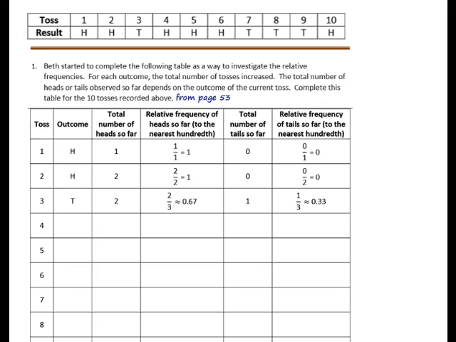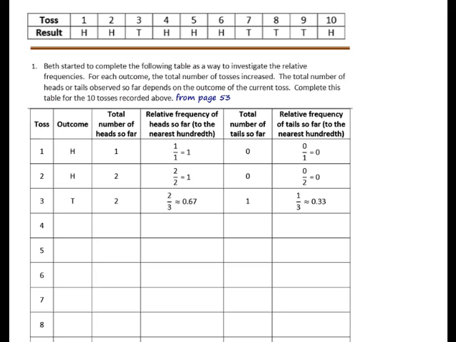Beth started to complete the following table as a way to investigate the relative frequencies. For each outcome, the total number of tosses increased. The total number of heads or tails observed so far depends on the outcomes of the current toss. Complete the table for 10 tosses recorded above. So in your book, this is on page 53. I've taped it up here to the top of the page so that we could look at it.